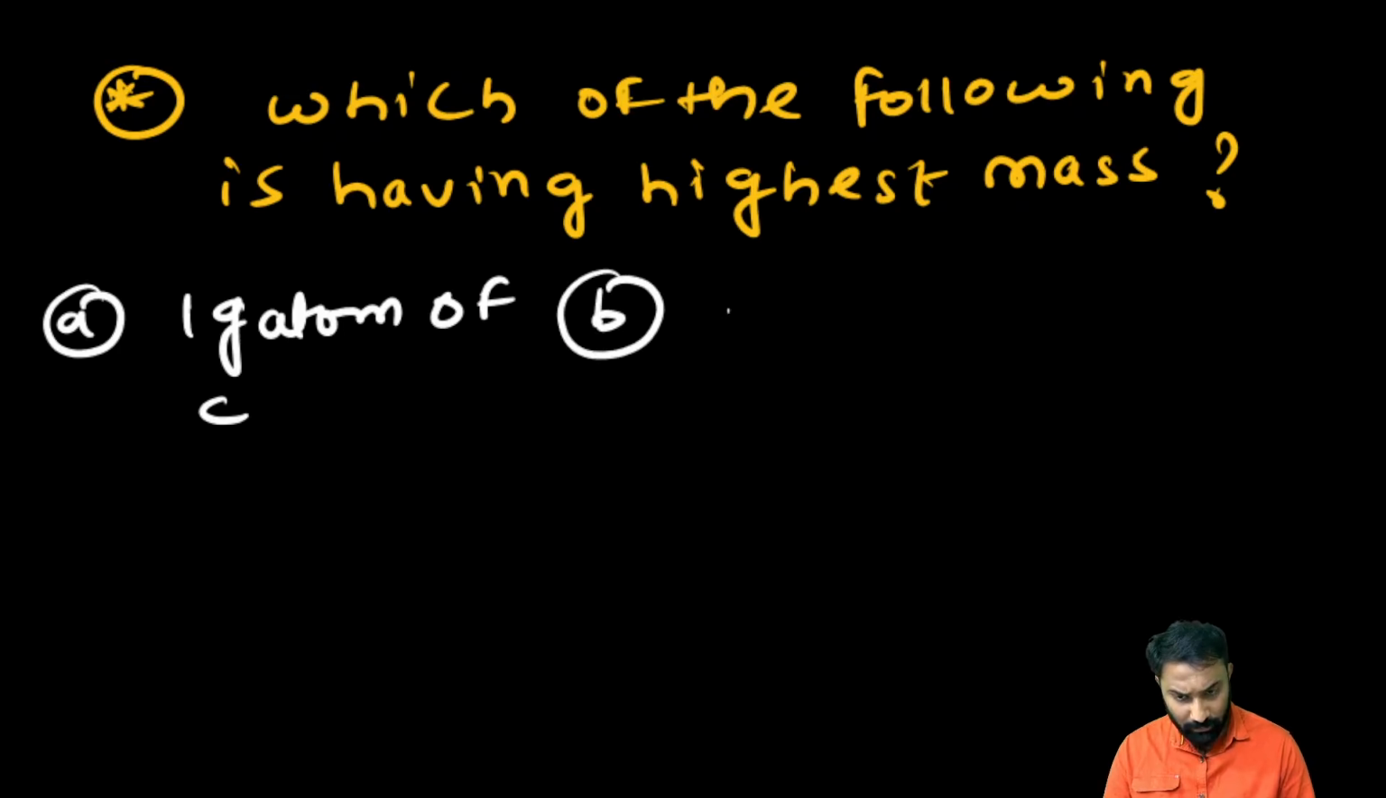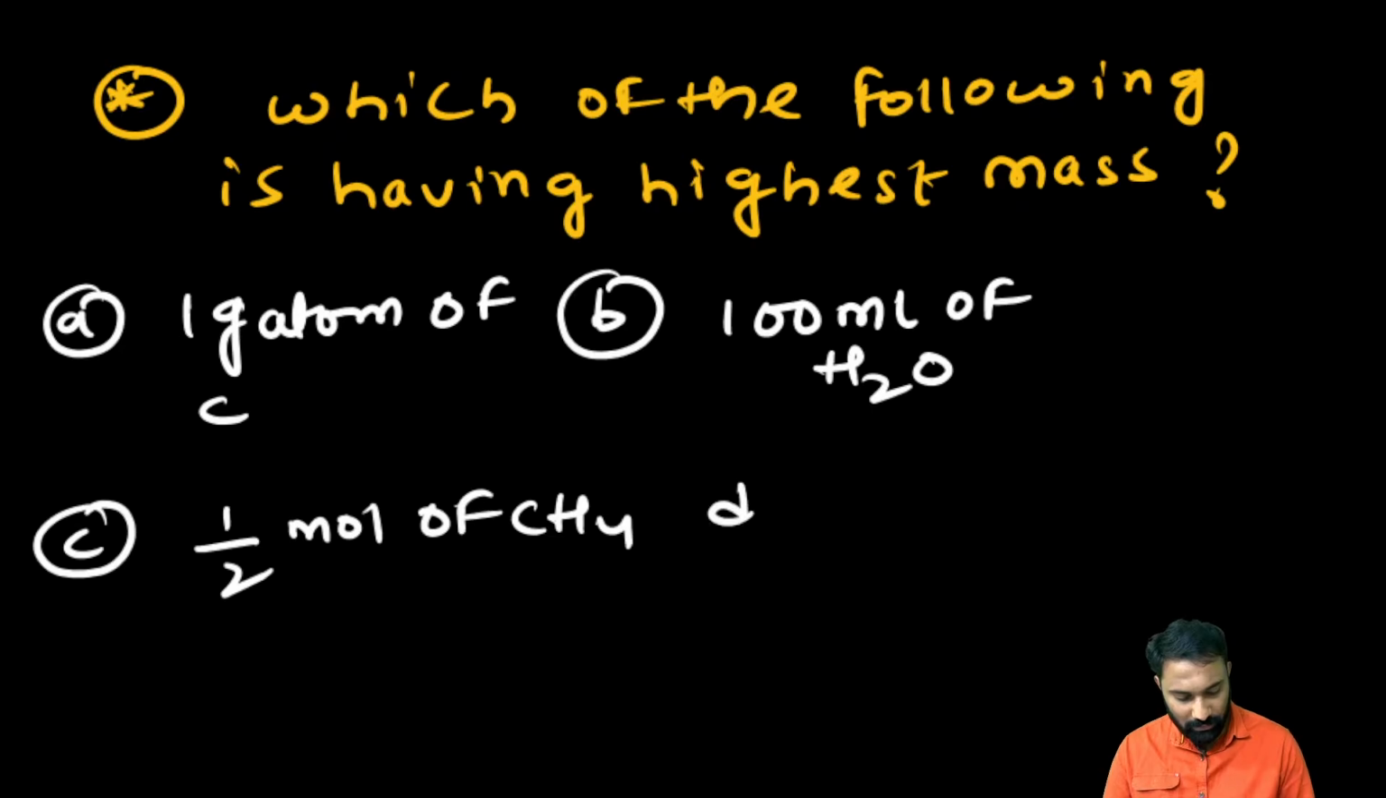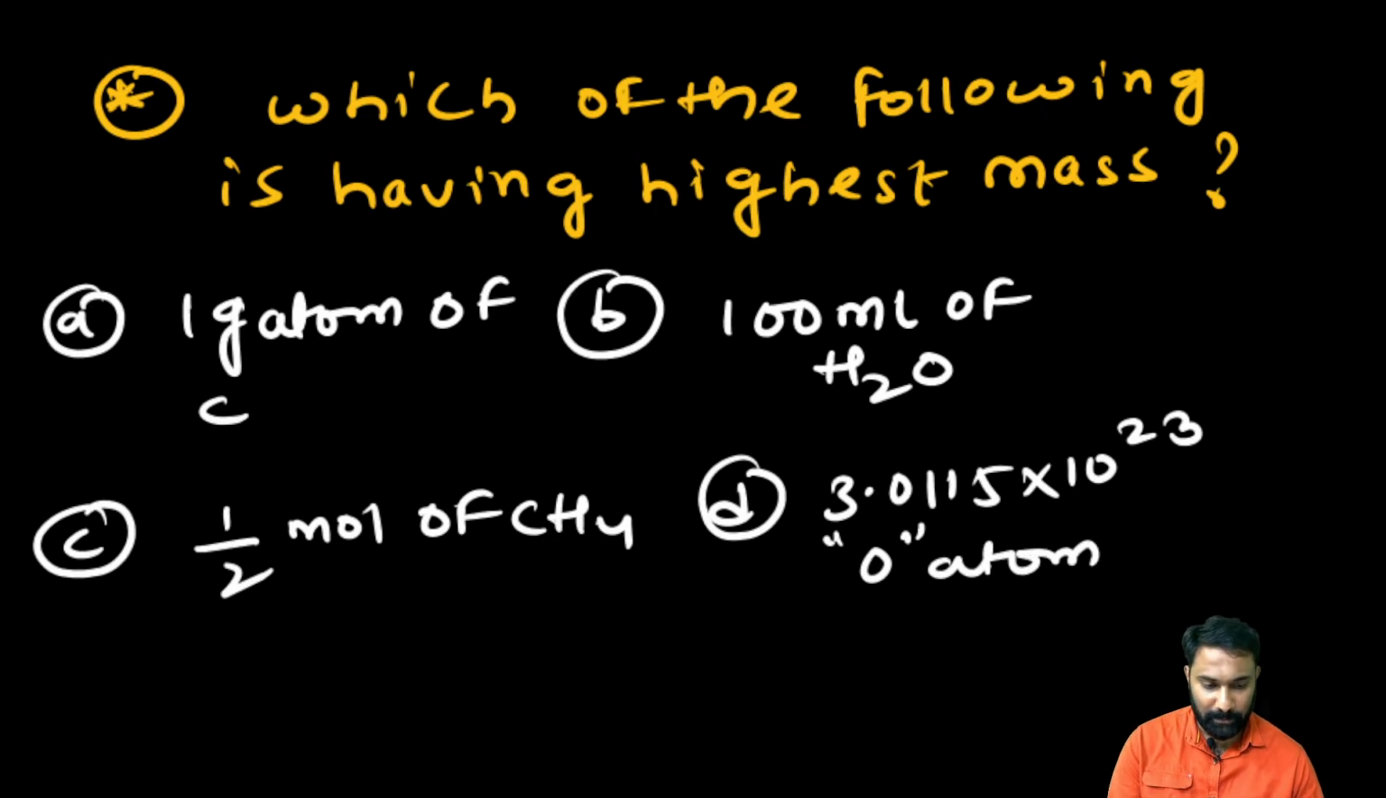B, 100 ml of H2O. C, 1/2 mole of CH4. D, 0.3115 into 10 to the power 23 oxygen atoms. Now see, which of the following is having the highest mass?